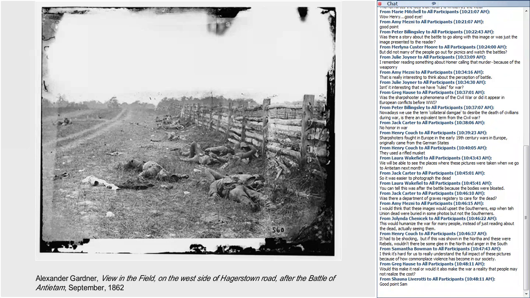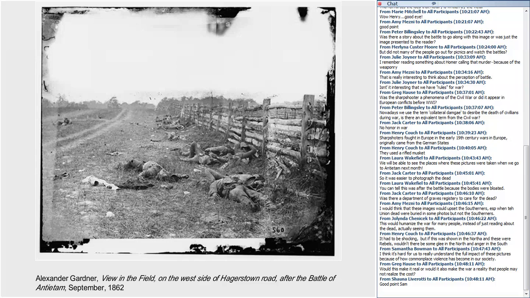Well, there's a good question here from Henry Couch. He asks about the Northern response to these. Would they have boosted Northern morale, or would the shock of seeing these corpses have been so severe that they might have short-circuited any kind of morale boost that the Northerners might have gotten?